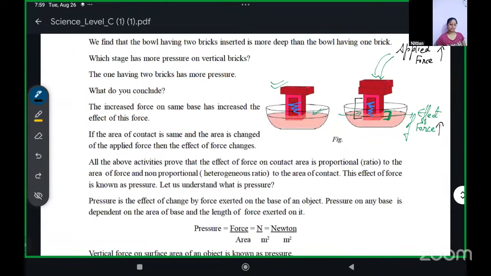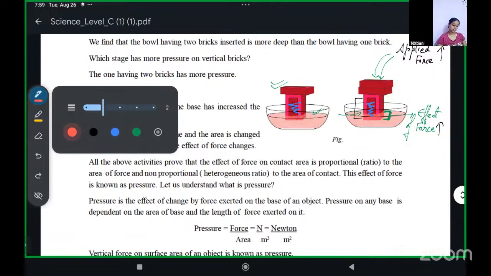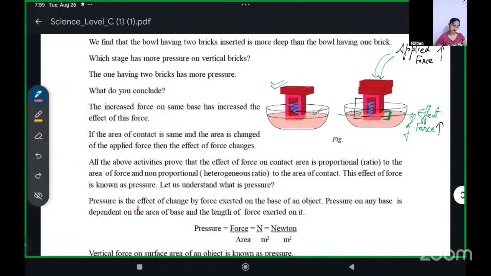All the above activities prove that the effect of force on the contact area is proportional to the applied force and inversely proportional to the area of contact. This effect of force is known as pressure.